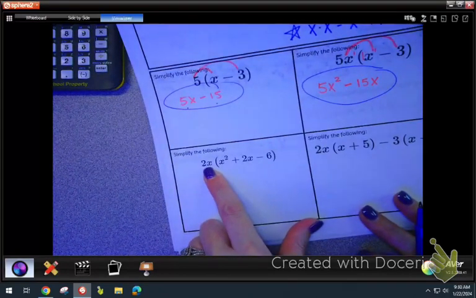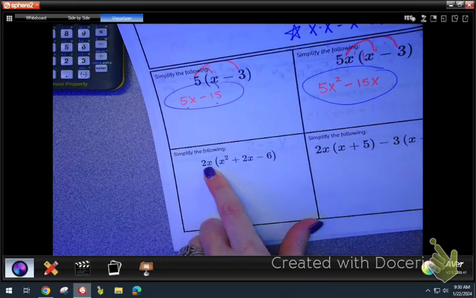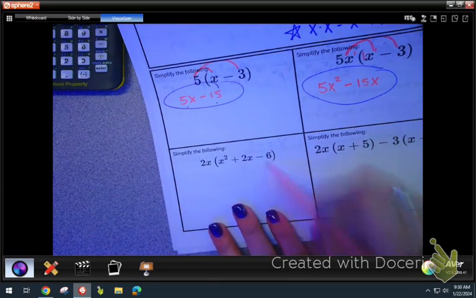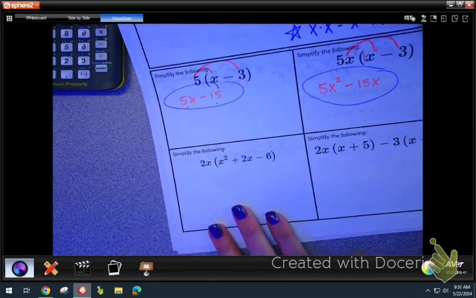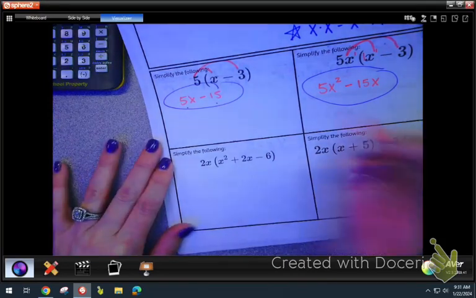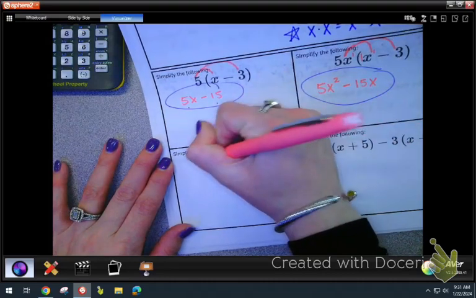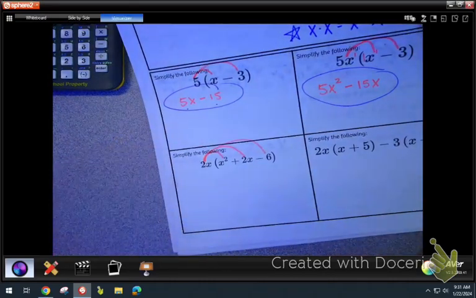All right, this one. We've got 2x. Y'all remember the name for that vocab word? It's one term, so what does that mean it is? Monomial. Very good. What's this guy? x squared plus 2x plus 6. How many terms are there? That's a trinomial. So how many times are we going to multiply here? 1, 2, 3. So what I'm going to do is I'm going to multiply the big numbers, add the exponents. Multiply the big numbers, add the exponents. Big numbers, add the exponents.